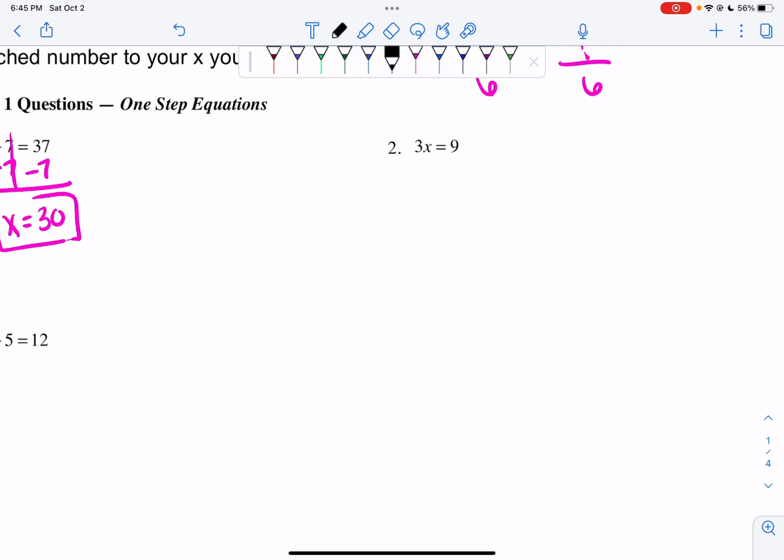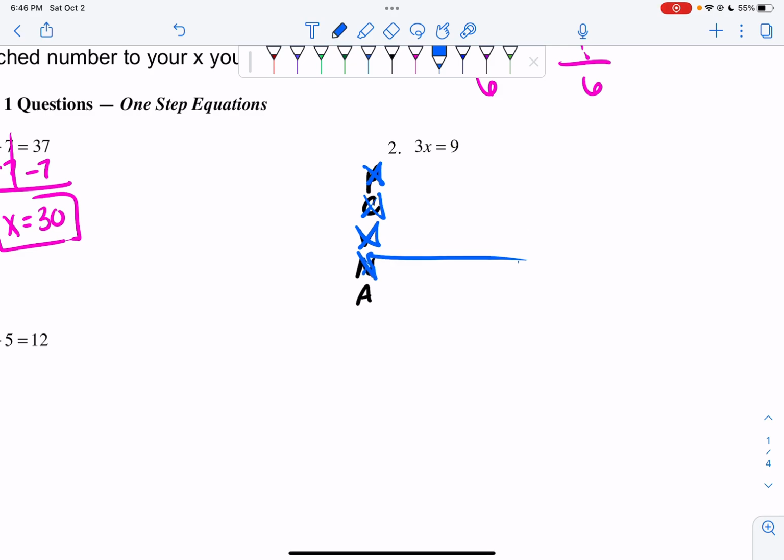Number 2, I have 3x equal to 9. So I do PCVNA. I have to ask myself if I have any parentheses. I don't have parentheses. Can't combine a 3x with anything. Can't combine 9 with anything. All my variables are on the left-hand side. My numbers that are hanging out by themselves, just my 9.